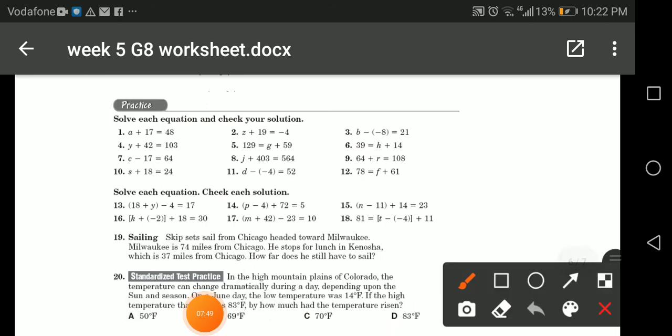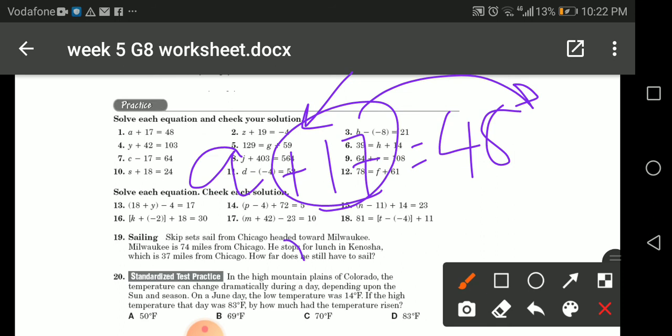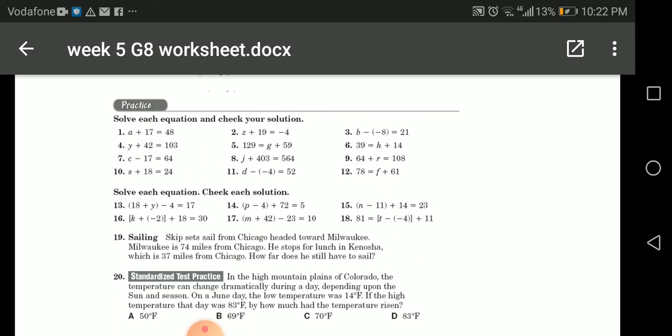We have two ways, and you can solve by the one you think is very easy for you. For example, here in your practice book, I have a plus 17 equals 48. So this positive 17 goes to the other side because they are like terms. I want to get rid of them. Minus 17. Is it easy?